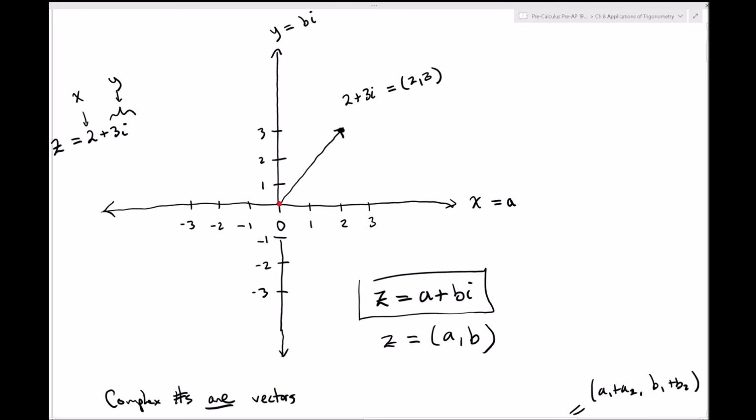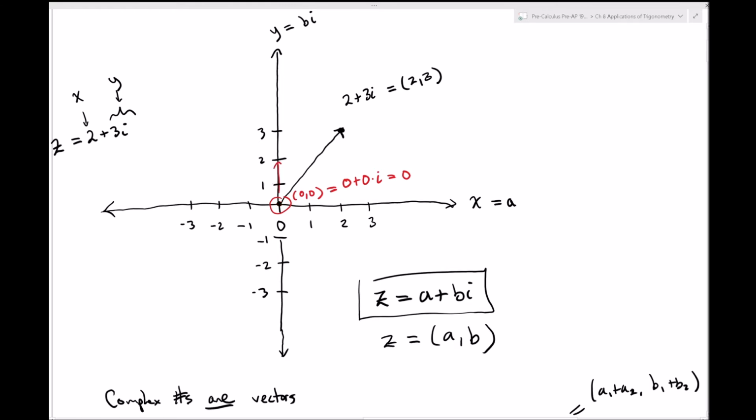What are the coordinates of the origin? The coordinates of the origin are (0, 0). How do I write that as a complex number? 0 plus 0 times i. Remember, it's the real part plus the imaginary part times i. So what is 0 plus 0 times i? 0 times i is 0, plus 0 is 0. So the origin is the real number 0. Now here's the thing: 0 is the only real number that is also an imaginary number.